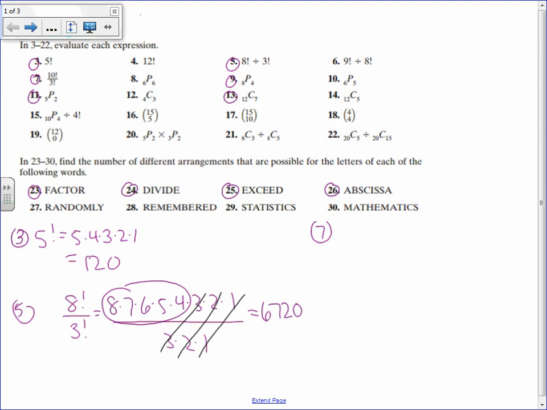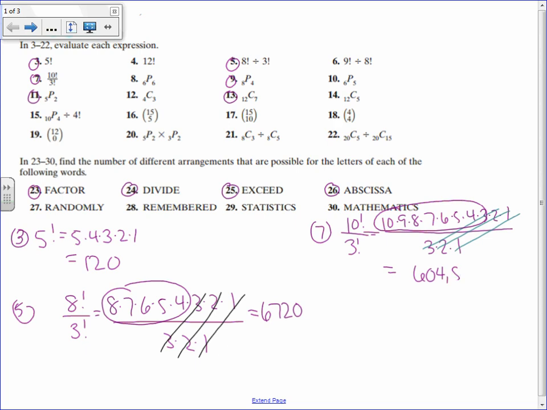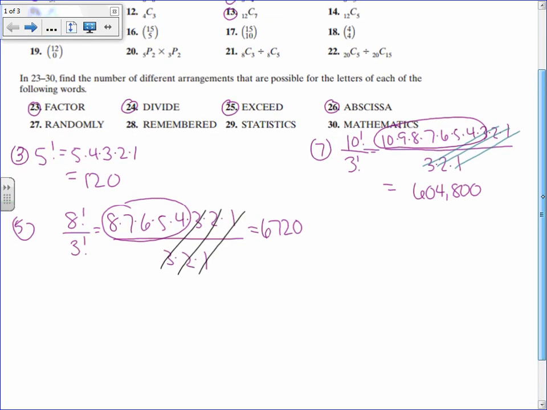Number 7, you do the same way, 10 factorial over 3 factorial. You could put it in your calculator, but I'm going to write this out just so we all see it. All right, 1s will cancel, 2s will cancel, 3s will cancel. So I'm just left with 10 times 9 times 8 times 7 times 6 times 5 times 4, which should give you 604,800. All right, moving on.